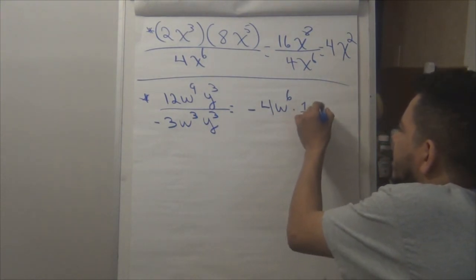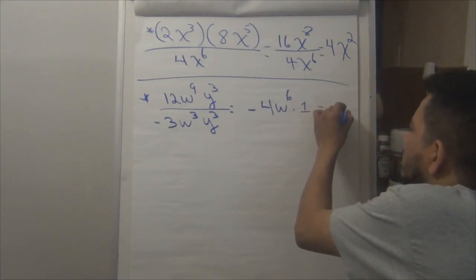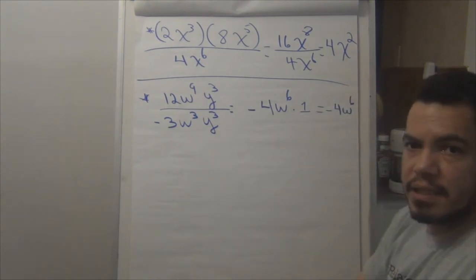So now this is the same thing as negative 4w to the 6. That's basically what it is.